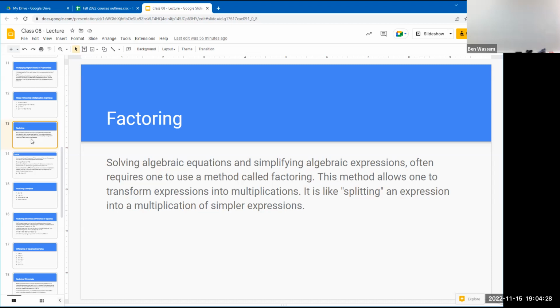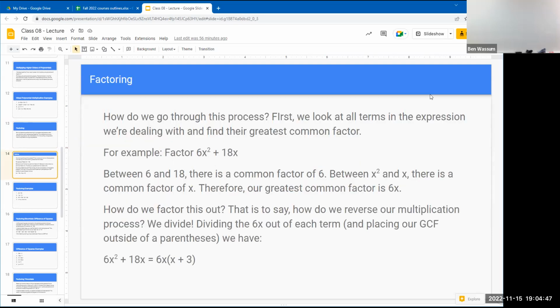So it transforms expressions into multiplication. Like I say here, it's like splitting an expression into a multiplication of simpler expressions, which is, again, pretty much just breaking things down, right? So the best way we could do this is think of the greatest common factor.